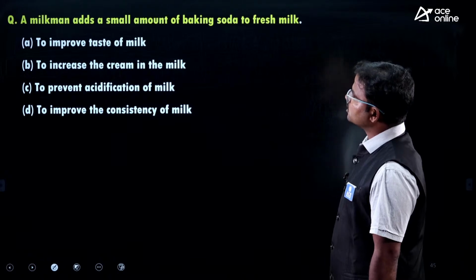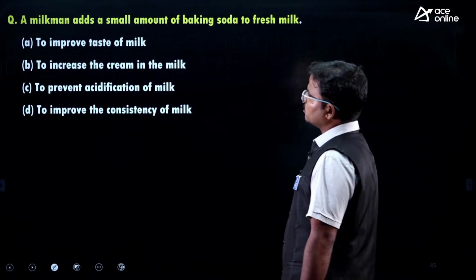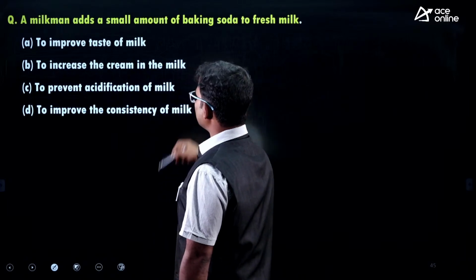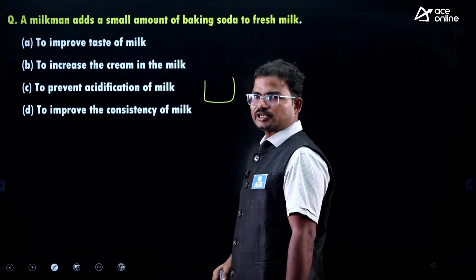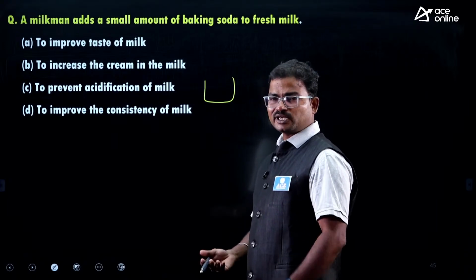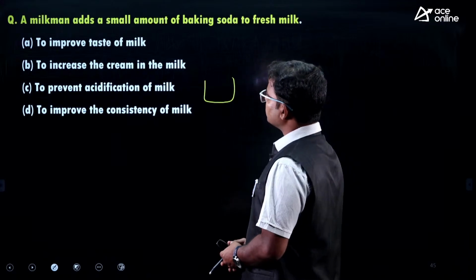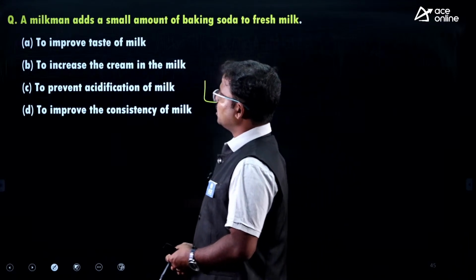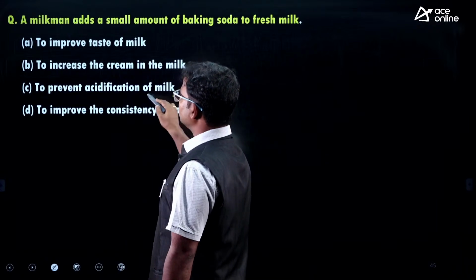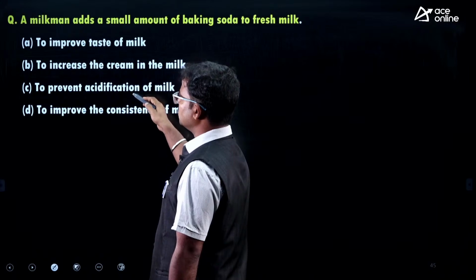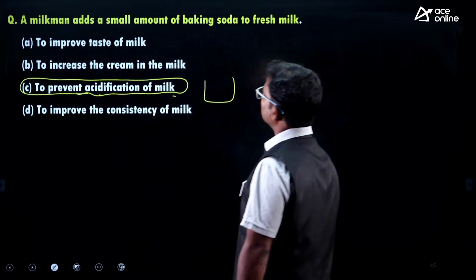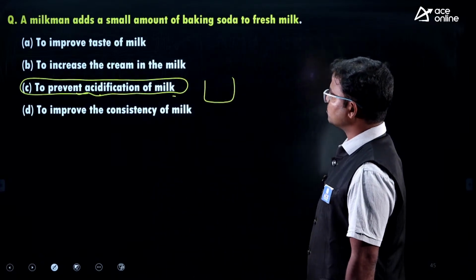Next, a milkman adds a small amount of baking soda to fresh milk. Why? Because if milk is directly exposed to atmospheric gases, within a small span of time some of its chemical composition gets converted and its taste also varies. The name of the process is acidification. So to prevent acidification, we have to add some bases, such as baking soda.